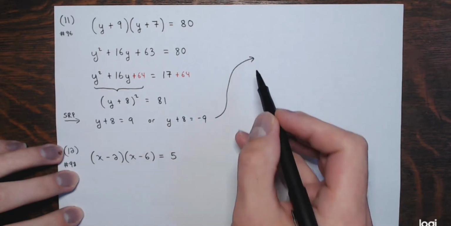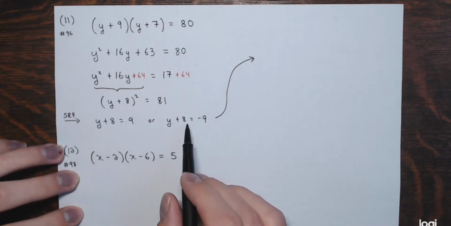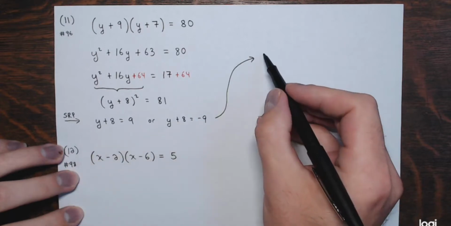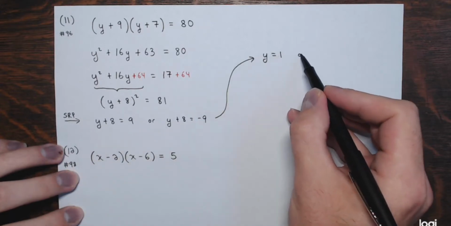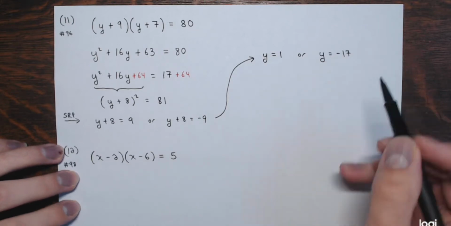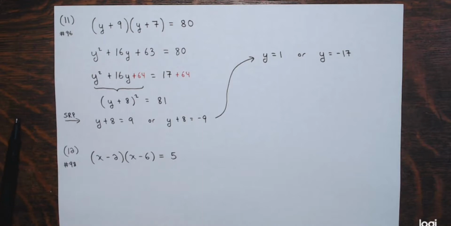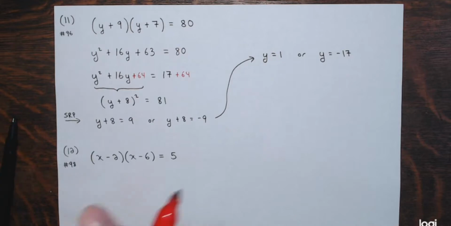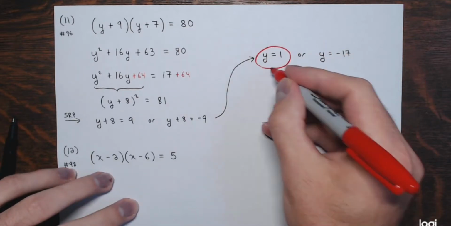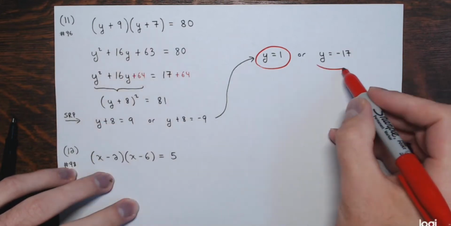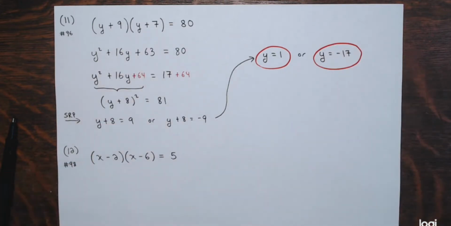Take this over here. And for both of these, to solve for y, I would just be subtracting 8 from both sides. So the first equation, y equals 1. Second equation, y equals negative 17. All right. And I leave it to you to check. Obviously, when y equals 1, it works. It's 10 times 8 equals 80. That works totally. And then negative 17, you'd have negative 8 times negative 10, which is positive 80. That works as well. That one was easy to check. So 1 and negative 17 are your solutions.